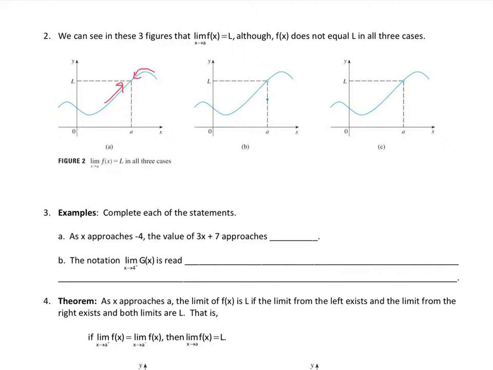And we don't know what L is. It could be 4, it could be 5, it could be 100, it could be 1,000. It's just some number, and the same with A. When we look at example B, we see that there's a hole there. But it doesn't matter with limits, because we're not asking what the function equals at A, we're asking what the limit is as we get close to A.